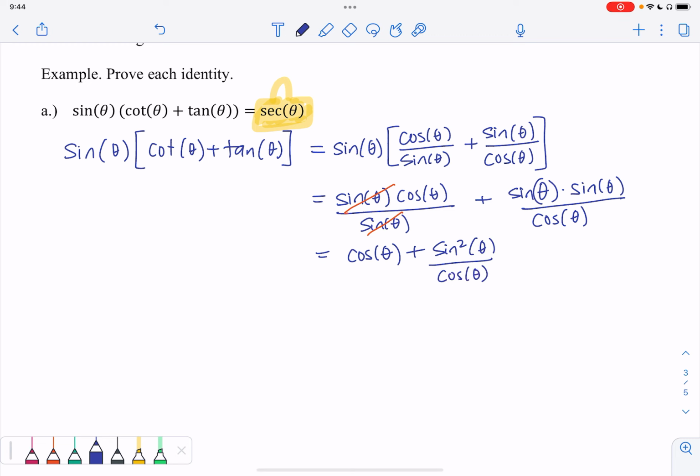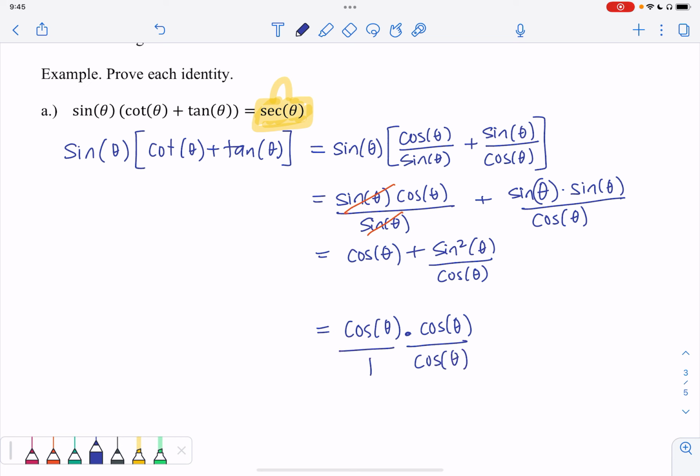Okay, well, that helped a little bit maybe, but I still don't have just a plain secant theta staring at me. So anytime you have two terms and one of them is a quotient or a fraction, so I see I have sine squared theta over cosine theta, I'm going to find a common denominator and add them together. So this one already has a denominator, right? So I'm going to leave it alone. But I am going to take my cosine theta that I already have, that's my first term, and just multiply it by cosine theta over cosine theta.